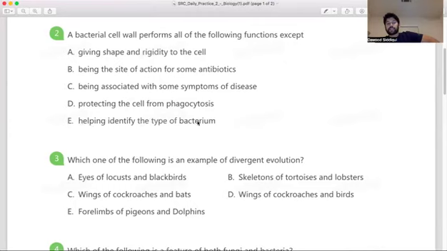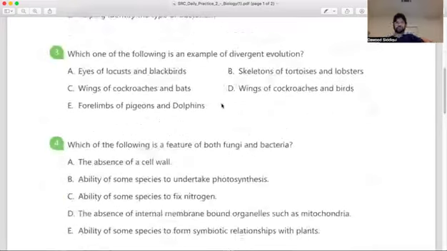E, helping identify the type of bacterium. This is a true statement. You have, for example, gram-negative bacteria with thin cell walls, or gram-positive bacteria with very thick cell walls. So again, the bacterial cell wall will perform all the following functions except option choice D, protecting that cell from phagocytosis.